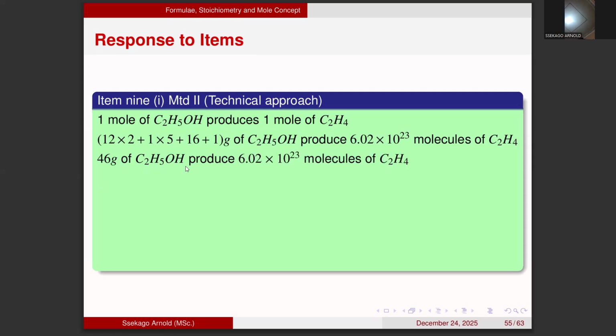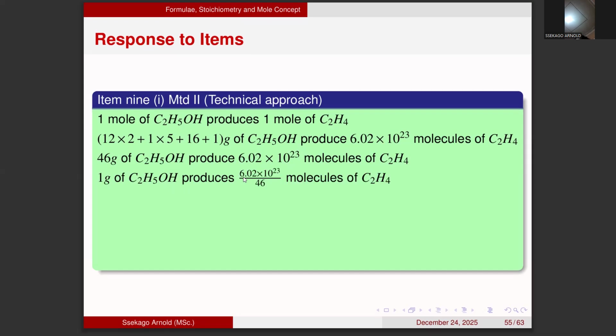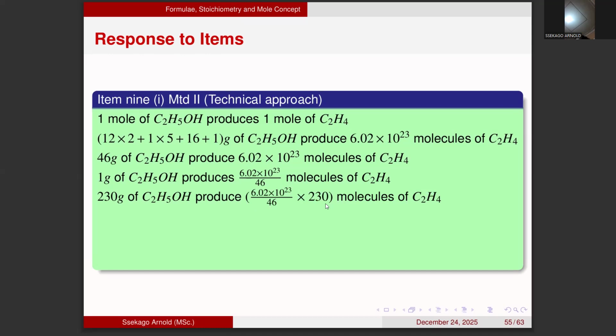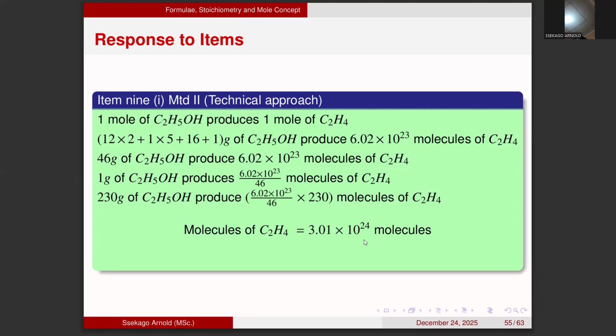Now these 46 grams of ethanol produce 6.02 times 10 power 23 molecules. So if 46 grams produce these molecules, what of 1 gram? 1 gram will produce 6.02 times 10 power 23 over 46 molecules of ethylene. What of the 230 grams in question? We multiply our fraction by 230, and these are molecules of ethylene. Therefore, we obtain 3.01 times 10 power 24 molecules of ethylene. So this is item 9, Roman 1, and allow me first to stop here.